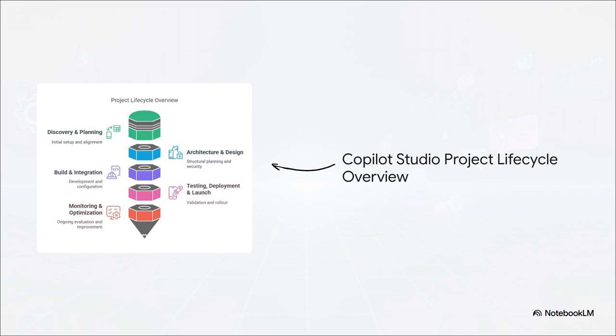And that is exactly why adopting a strict 5-phase project lifecycle is absolutely critical here. It starts with discovery and planning, aligning stakeholders, spotting data risks. Then architecture and design to properly isolate your environments. Phase 3 is build and integration. Phase 4 is testing, deployment, and launch using proper ALM pipelines. And finally, Phase 5, monitoring and optimization, using dashboards to catch any weird usage. You've got to treat these agents with the exact same rigor as any massive enterprise software rollout.